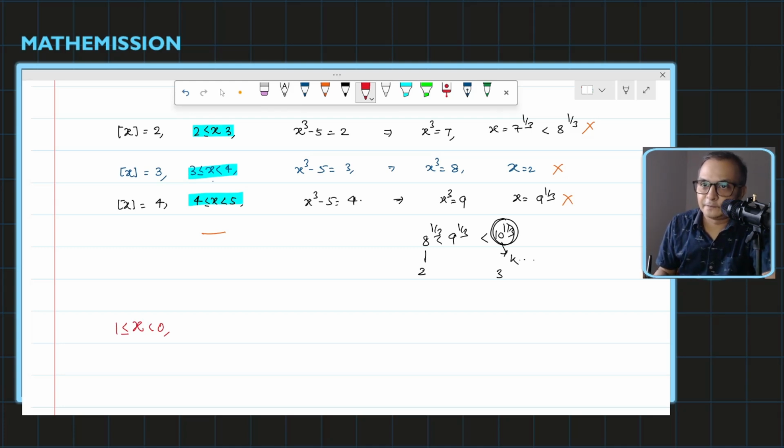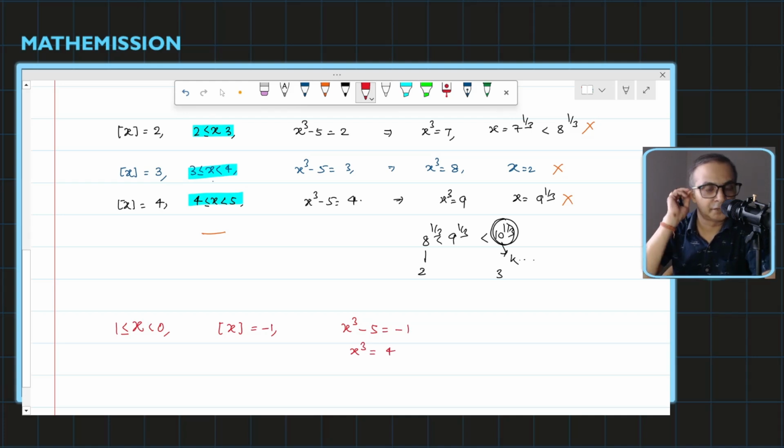So I have, this will give you floor x is equal to -1, and I'm looking for the solution here, and I have x cubed minus 5 is equal to -1. Yes or no? Because the floor will be -1, and they'll give you x cubed is equal to 4. So you see, the solution we are looking for here is always negative, but I'm getting a positive here.